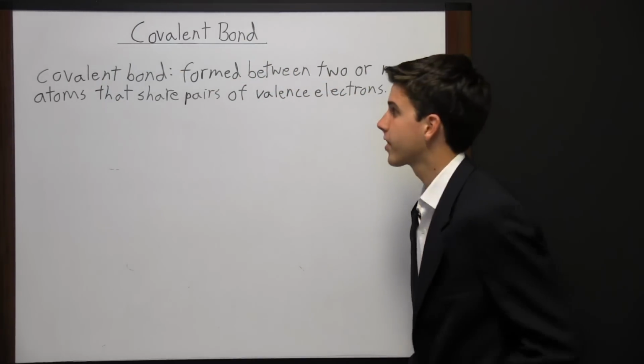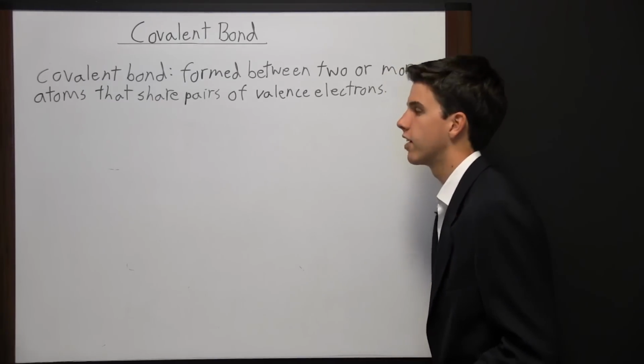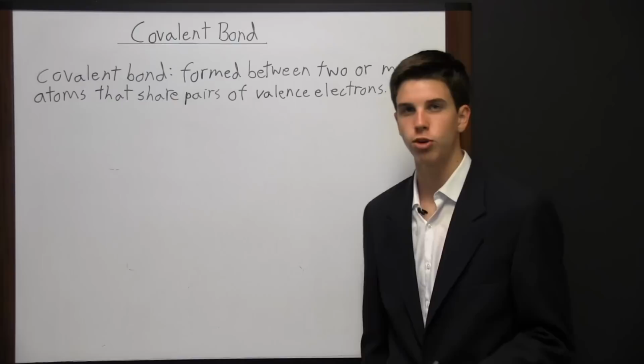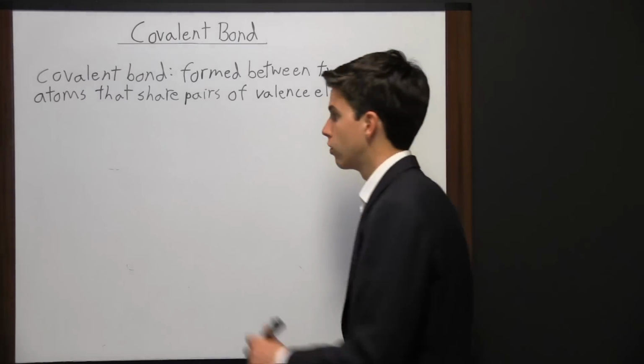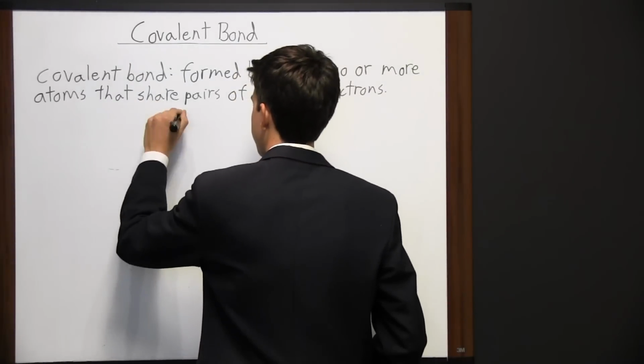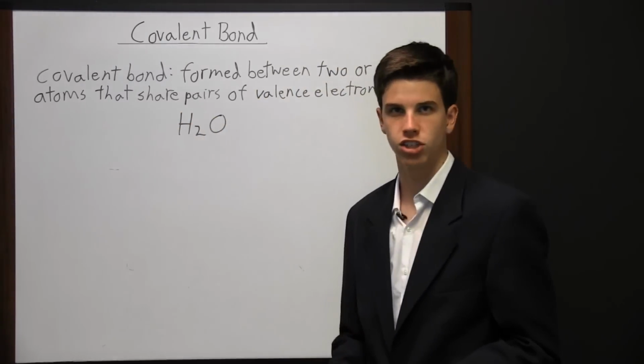A covalent bond is formed between two or more atoms that share pairs of valence electrons. Now, a single covalent bond is just one pair of shared electrons. Water, which is H2O, has two hydrogens to every one oxygen.